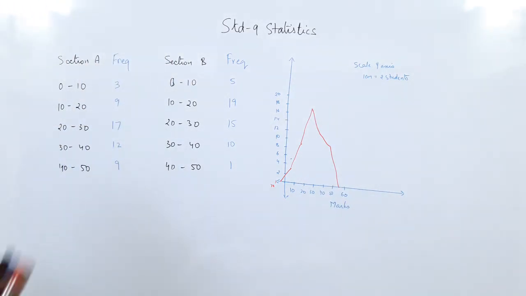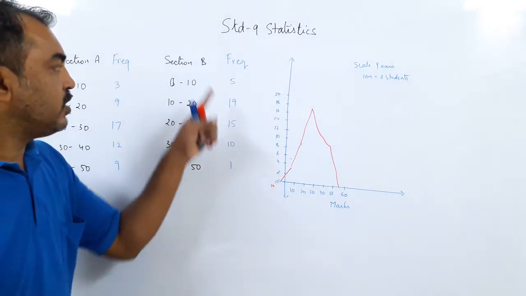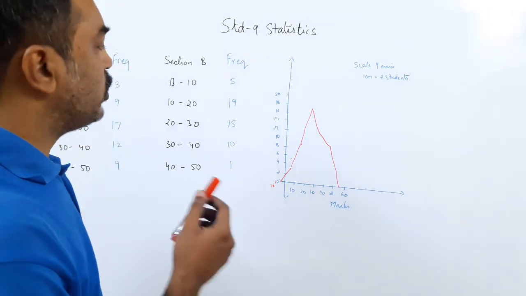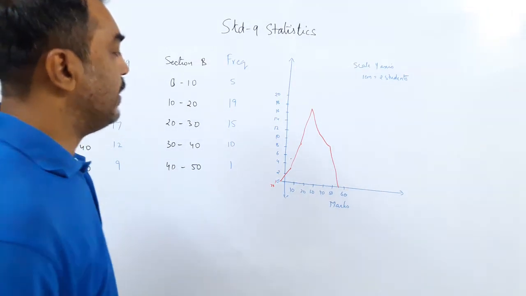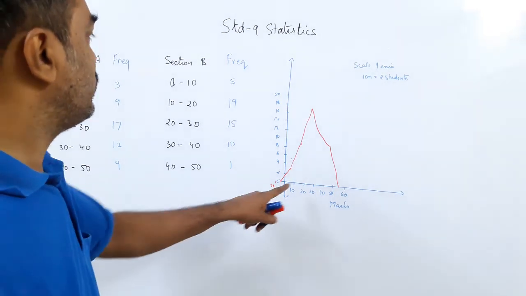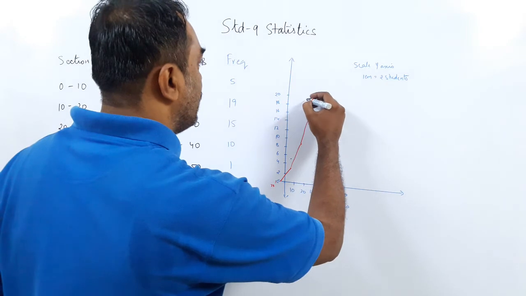So this is the frequency polygon I get for this data, which I showed by red. Now I will show the other polygon by a different color, black. Or I can do one thing, I can show it the same way, but I can draw a dotted line. So I will show you how it is done. We got 5. From this we have got 19. So 19 is over here.